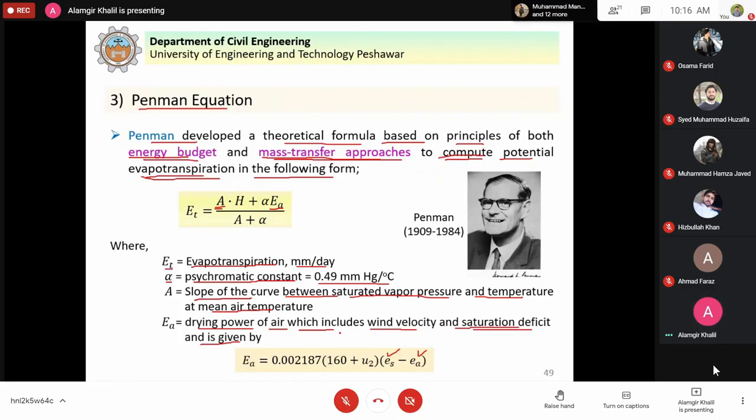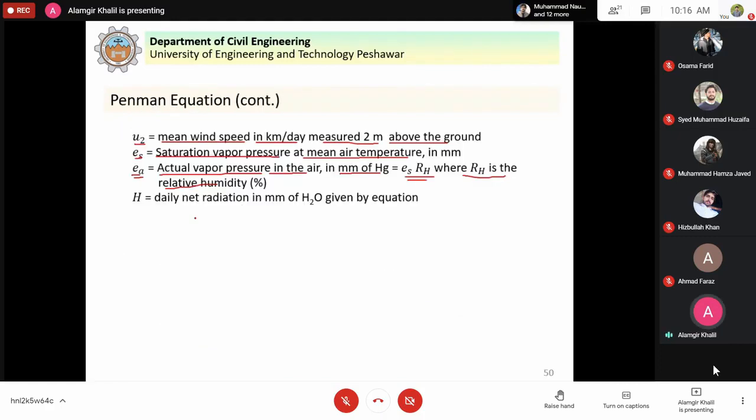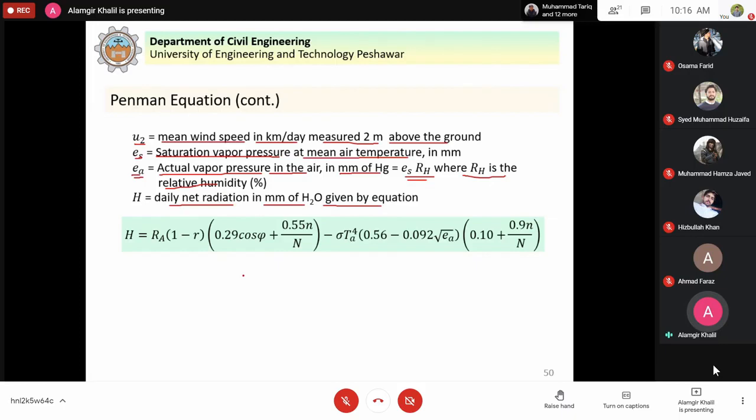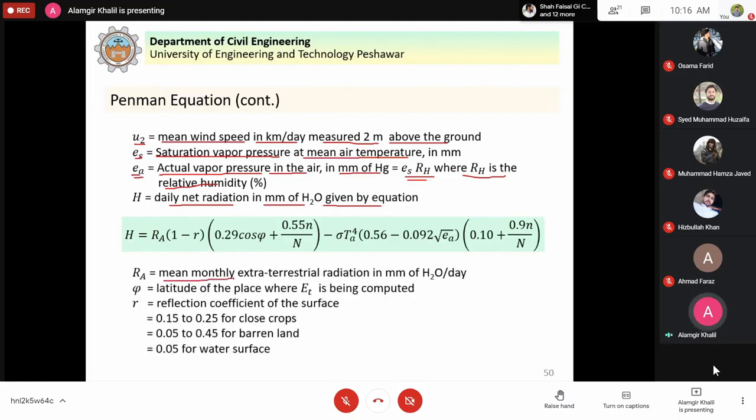And in this equation we have H. So this H is the daily net radiation in millimeter of water given by this equation. H can be calculated using this equation, where RA is the mean monthly extraterrestrial radiation in millimeter of water per day. This phi here shows the latitude of the place where ET, evapotranspiration, is being computed. R, small r, you can see here, is the reflection coefficient of the surface. These guideline values are given: 0.15 to 0.25 for close crops, for barren land it is 0.35 to 0.45, and for water surface it is 0.05.